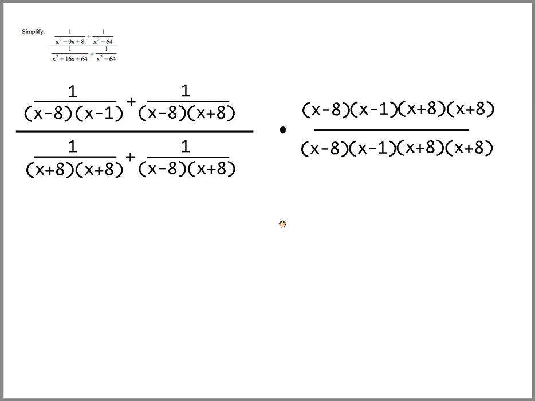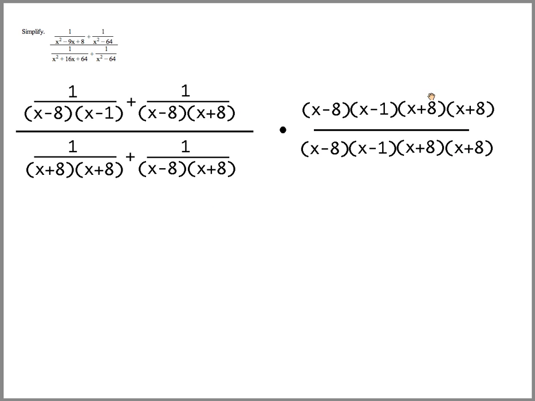All four factors on here are first going to multiply against this fraction, then they're going to get reset and they're going to multiply this fraction. Now when we multiply this first fraction here, all four of these factors will show up in the top, and the x minus 8s will cancel, and the x minus 1s will cancel, and we'll be left with simply x plus 8 over x plus 8. In other words, this first fraction is going to collapse to simply x plus 8 over x plus 8.